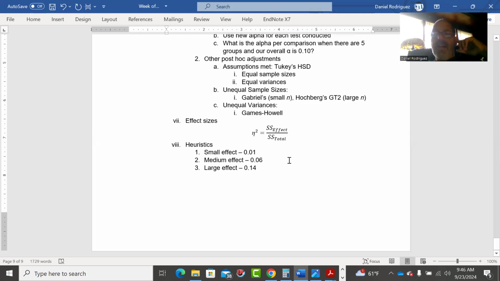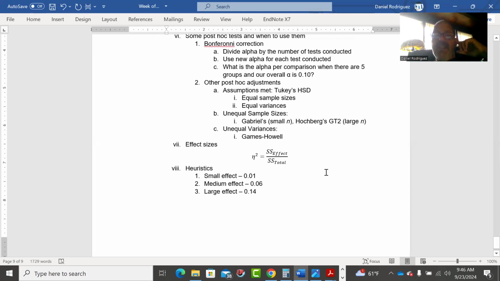We also like to provide effect sizes. Effect sizes tell us if two groups are different and if they're meaningfully different. When we do statistical significance tests, we just know that two groups are significantly different, but just because two things are significantly different in a statistical sense doesn't mean they're meaningfully different. To provide a measure of meaningfulness, we have to create some kind of effect size.